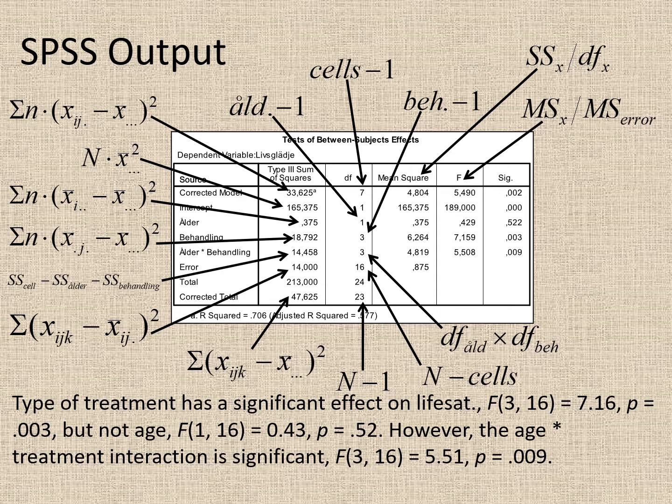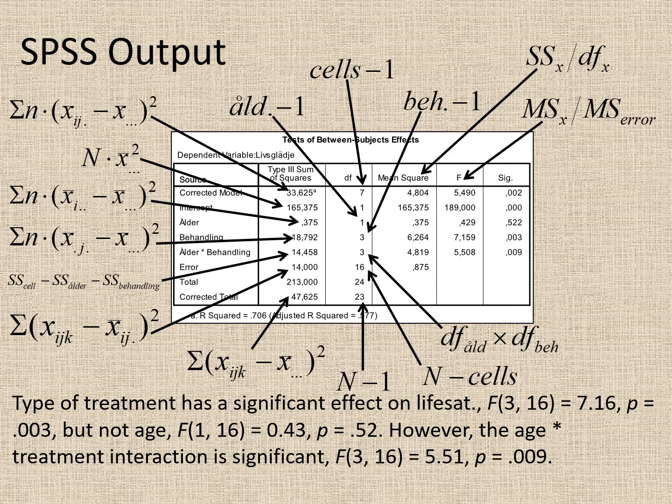So what do we say about the effect of H on life satisfaction? Will we say that there is an effect of H on life satisfaction? No. This effect is not significant. The probability of getting this small difference, even if there is no difference between the population means, is so high, so we can't with enough confidence reject the null hypothesis. We retain it. So no main effect of H.